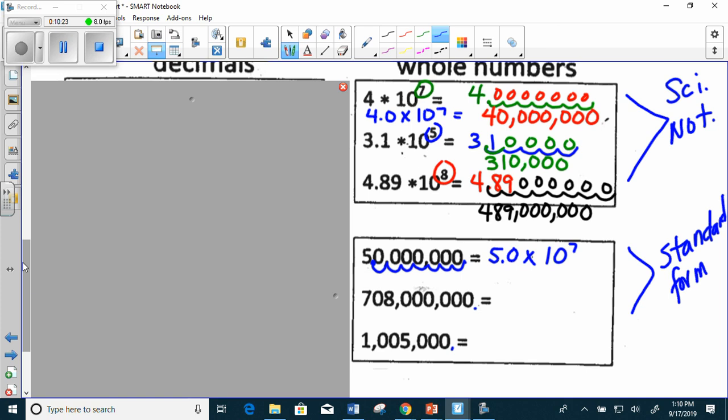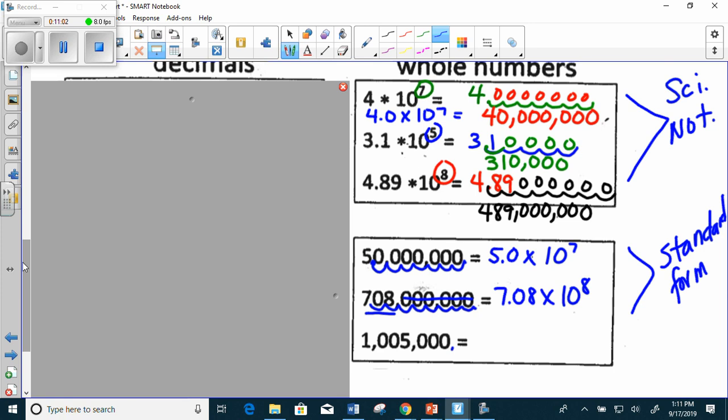So let's do the next one. Decimal is at the end. We're going to move it behind the 7. 1, 2, 3, 4, 5, 6, 7, 8. Now watch this one. This one is 7.08. You can drop the rest of the zeros, but you do need to include the 7.08. If there are zeros called trailing zeros at the end, you can certainly drop that. So what did we do? 7.08 times 10. We moved it 8 times, 10 to the 8th power.